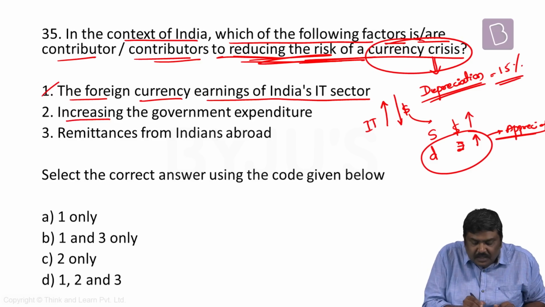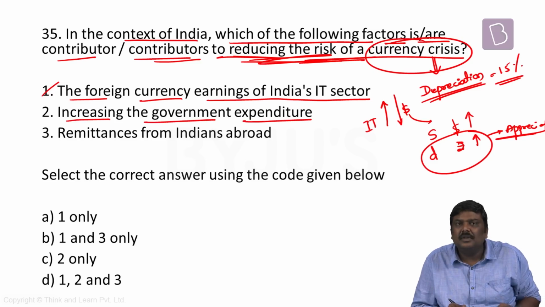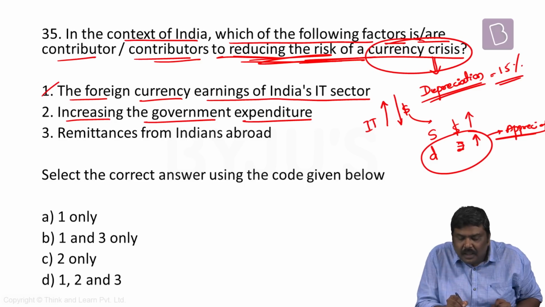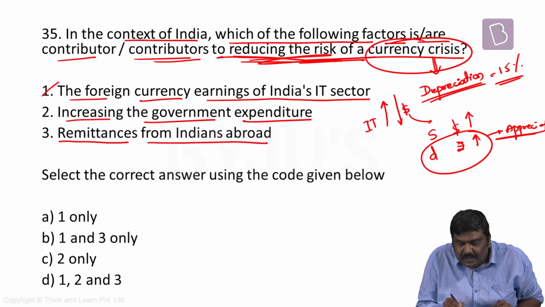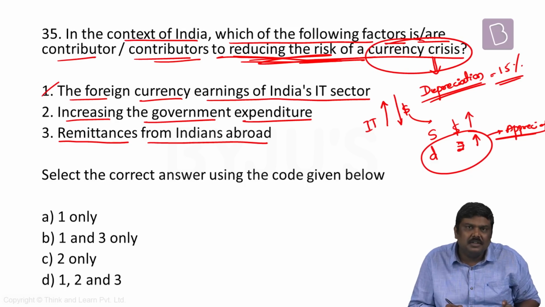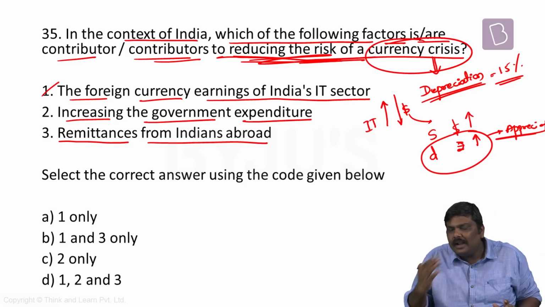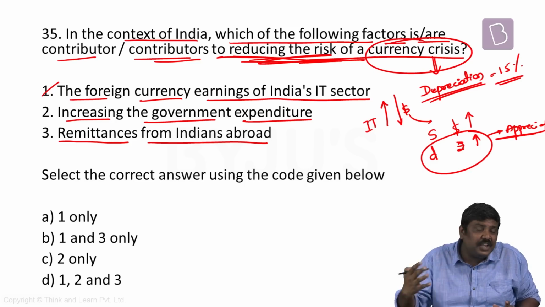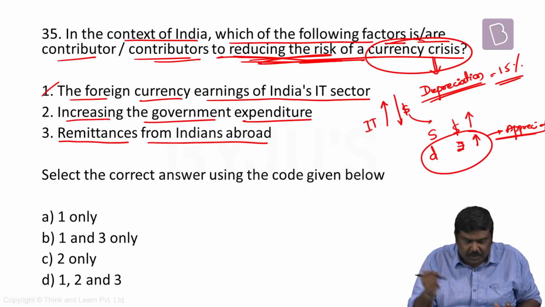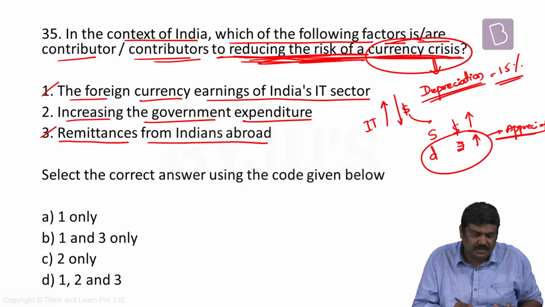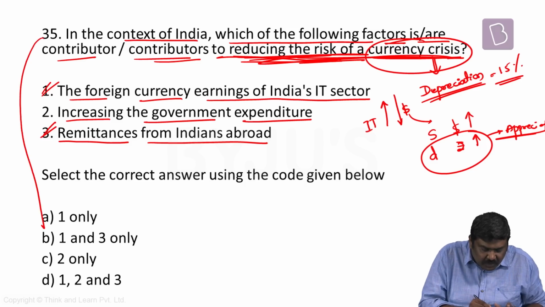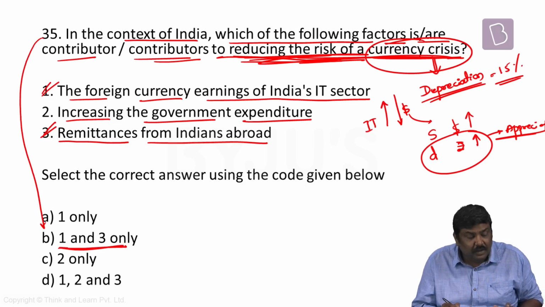So basically, it will help in reducing the risk of currency crisis. Second, increasing the government expenditure. This doesn't help in reducing the risk of a currency crisis. Third, remittances from Indians abroad. Again, the same logic. Dollars will flow into India, and when these dollars are exchanged, the demand for rupees increases, and the rupee will appreciate. So even point 3 will help in reducing the risk of currency crisis. So point 1 and point 3 are correct. The right option for question number 35 will be option B, 1 and 3 only.